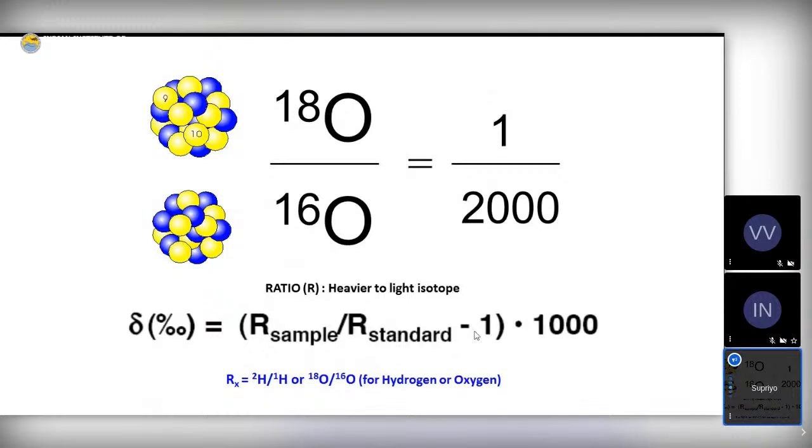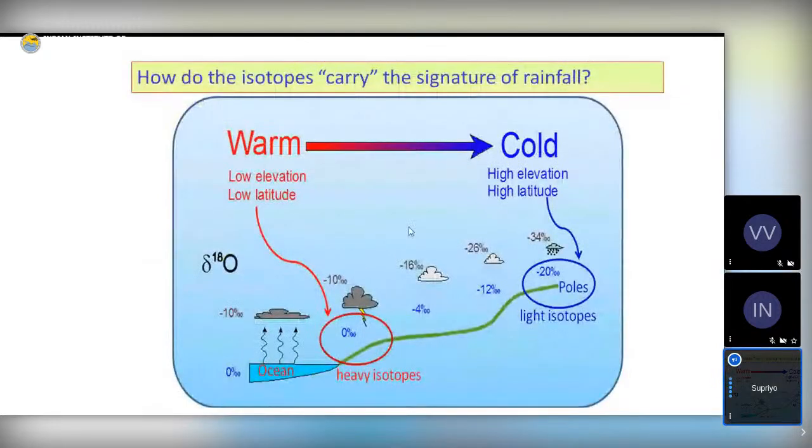And this difference is very small, so a 1000 amplification factor is used to make the number handy. So in any case, delta represents the relative difference. For example, in this case, this figure shows how the isotopic composition of moisture varies.